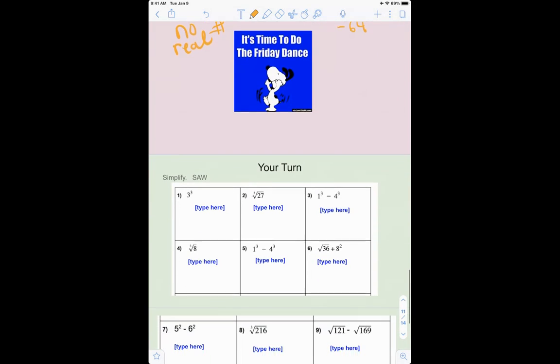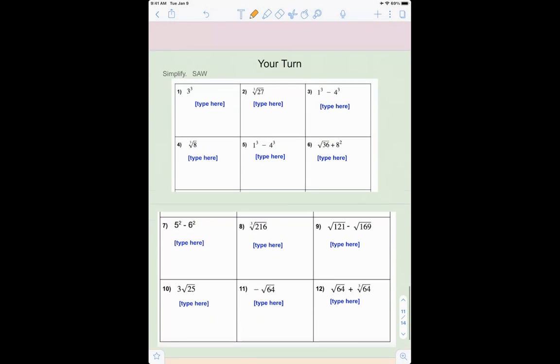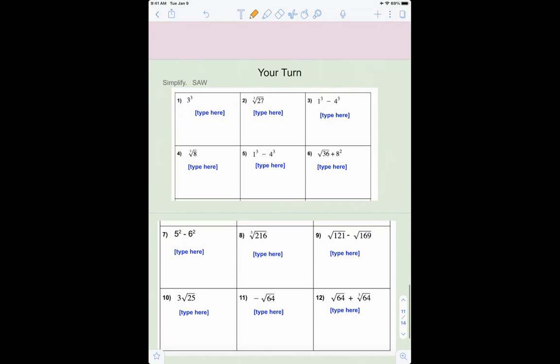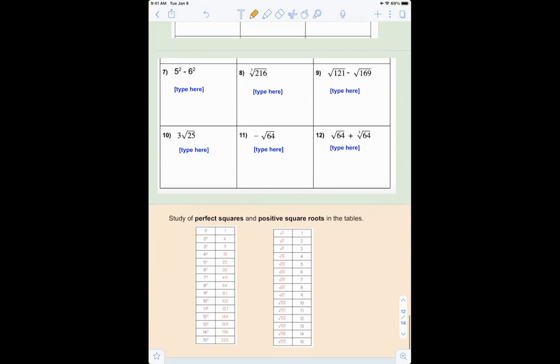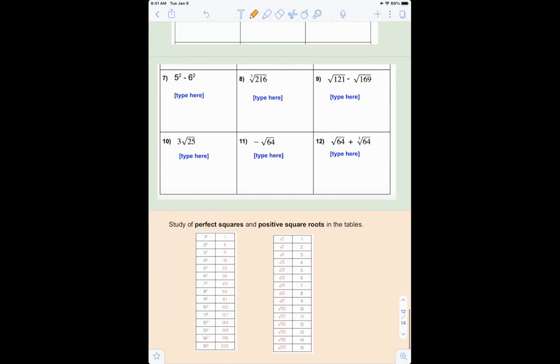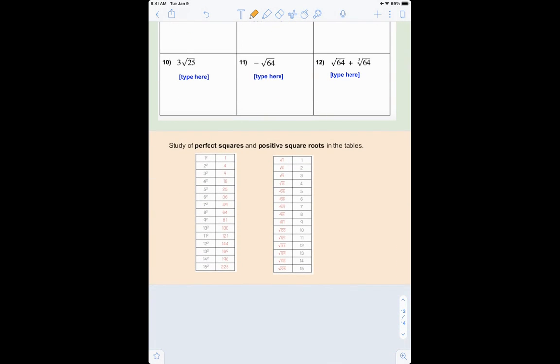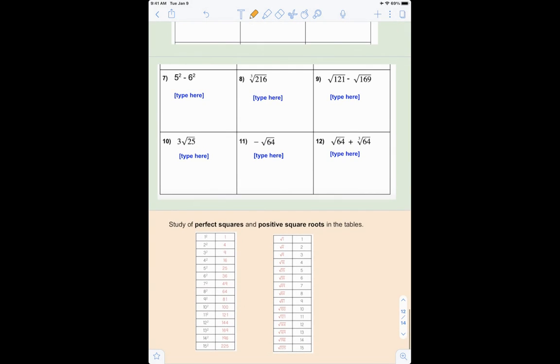Okay, so I'll ask you to try these your turn problems, and then you can go right into checking them. Stop the video, try them, check them. Here are the perfect squares and square roots that you can study. And then the cubes and cube roots were earlier in the presentation. So I'm going to quickly go through these problems. So you might want to stop your video and then turn it back on when you're ready to check.